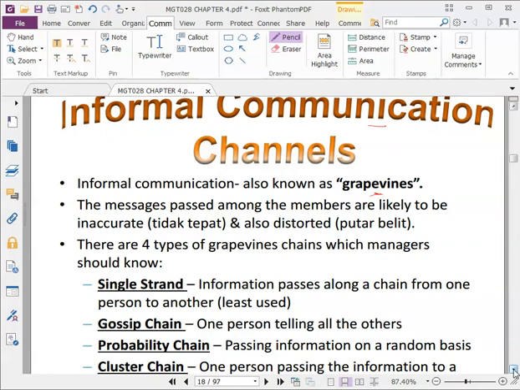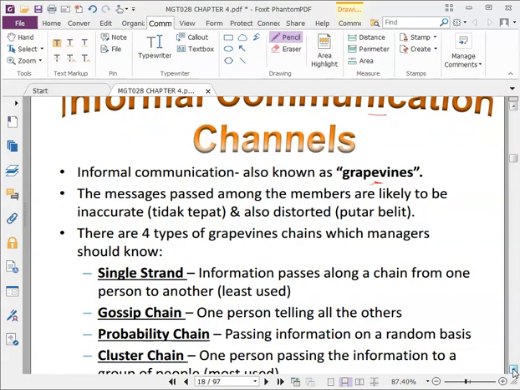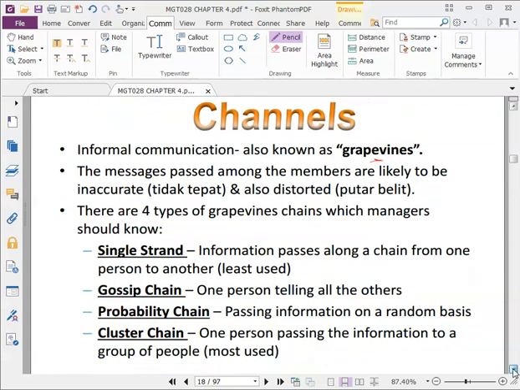Yang pertama, single strand. Okay, maksud single strand ni, information passes along a chain from one person to another. Okay, dia passkan. Daripada orang A sampaikan kepada orang B. Itu single strand. Sekali je. Maklumat tu, informal communication tu disampaikan daripada A kepada B. Dah stop. Dah tak ada dah maklumat. Tak disebarkan lagi. Okay, itu single strand.